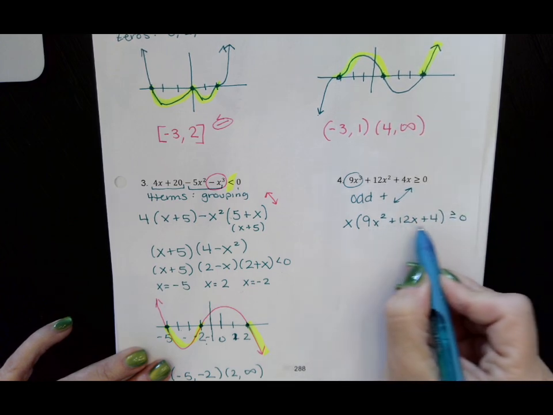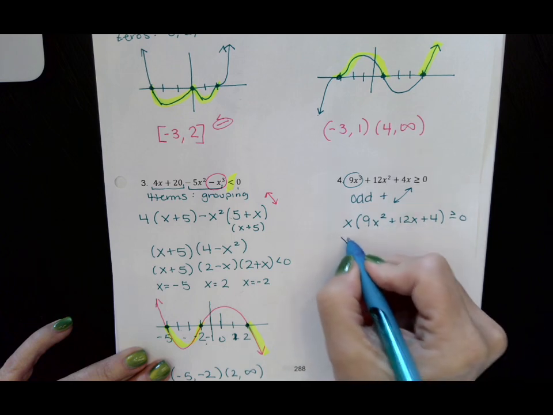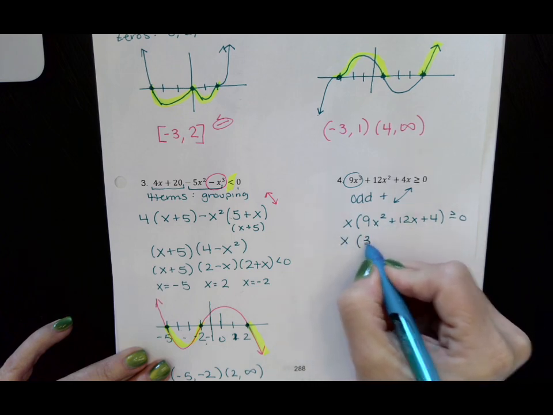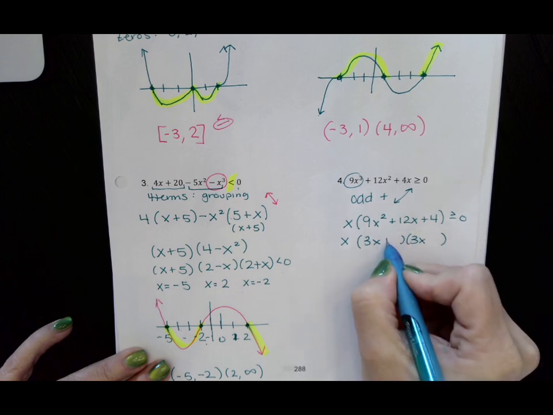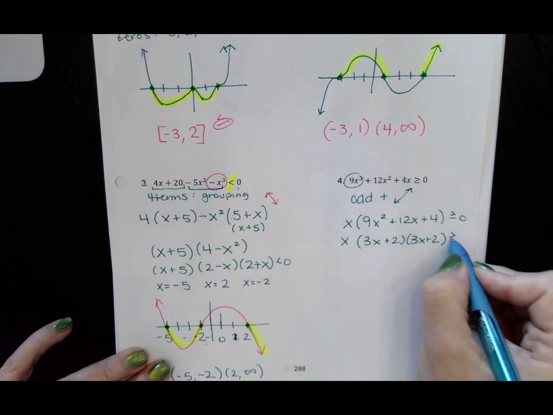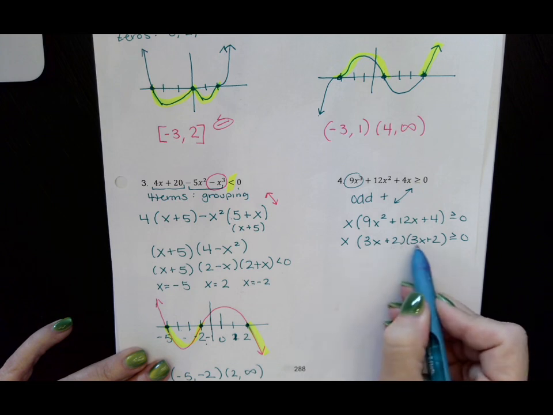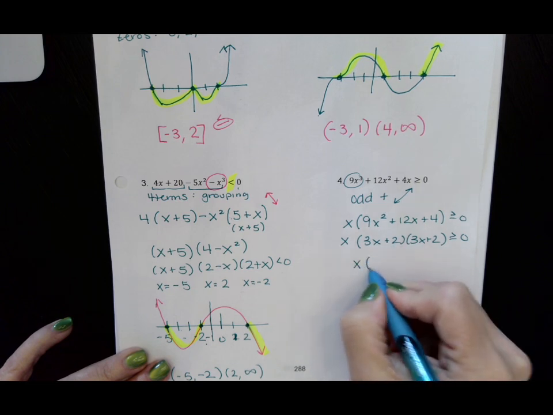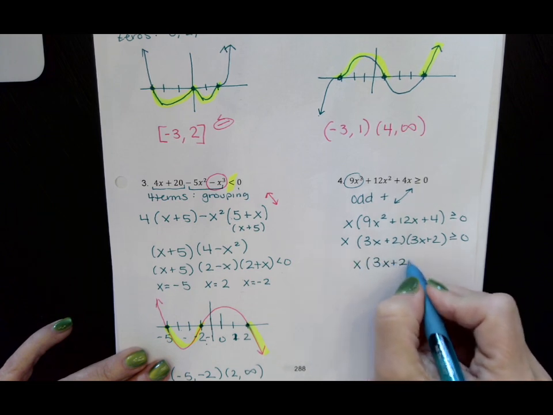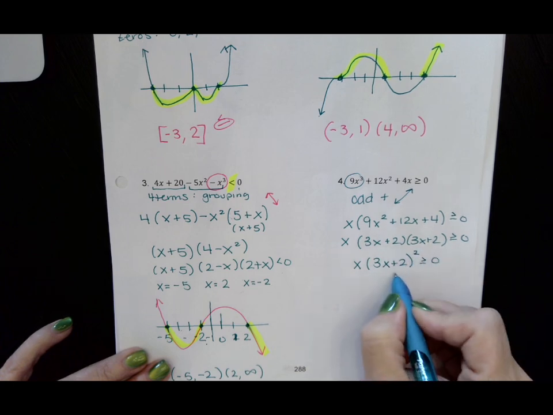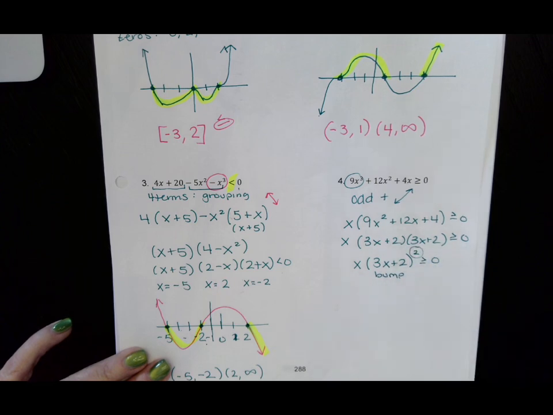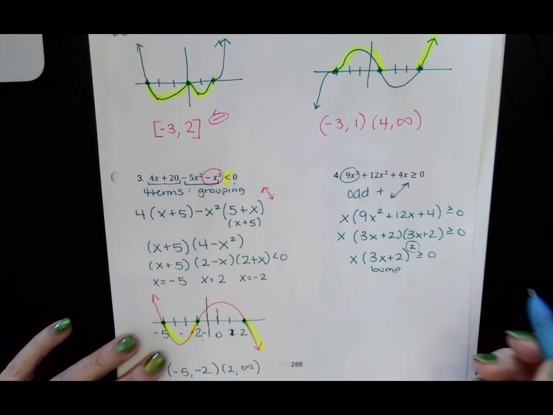So this guy, I have to do trial and error. And so I'm going to have 6, so plus 2, plus 2. Okay, so we see these are the same. I'm going to rewrite this, and I'm going to say 3x plus 2 squared. So I have a multiplicity of 2. So on this one, this term right here is going to be a bump. It's even multiplicity. So with an even multiplicity, it's a bump.